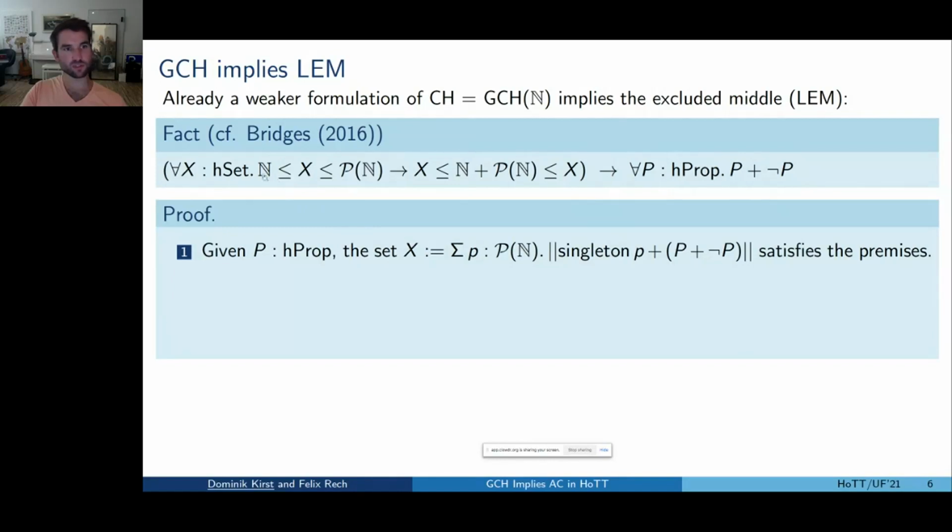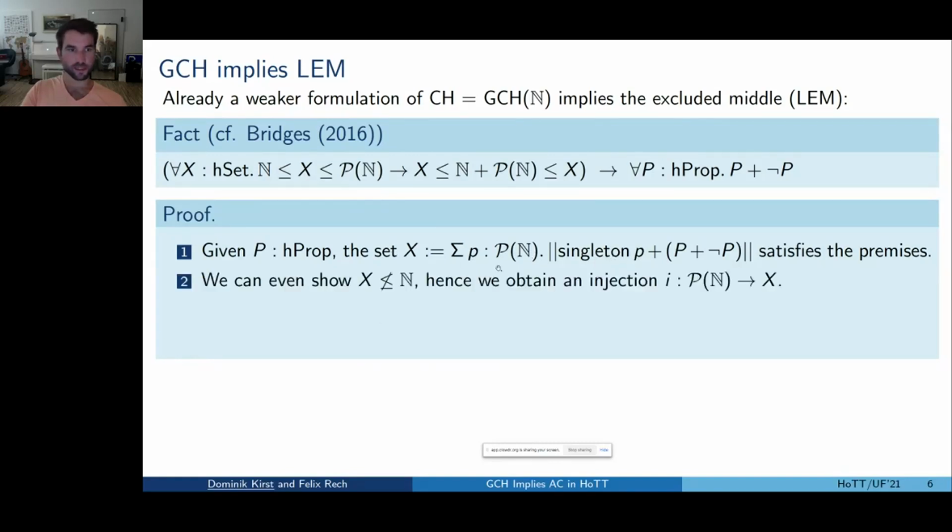So it's squeezed in between the natural numbers and the power set. And that's obvious because it's a subset of the power set, and in particular contains all the singletons. Then the next observation is that we can refute an injection of X into the natural numbers, because this would give us a negative claim, so we can do a classical case distinction.